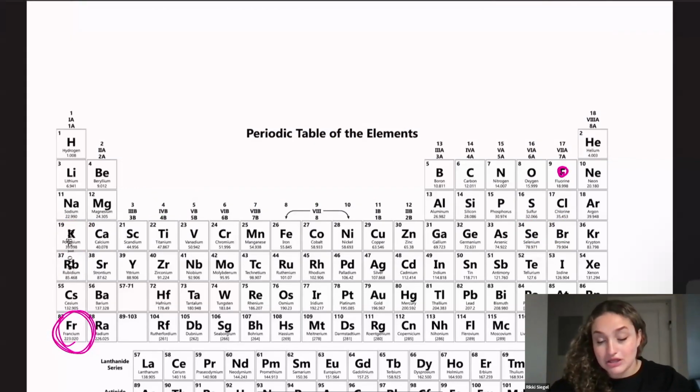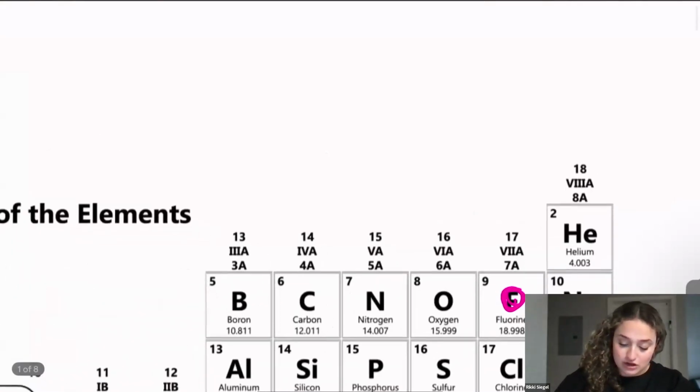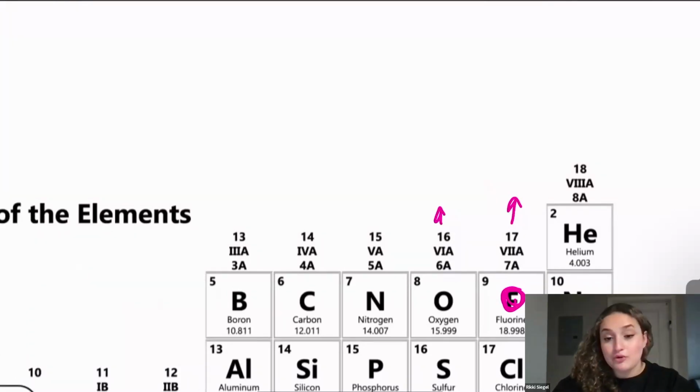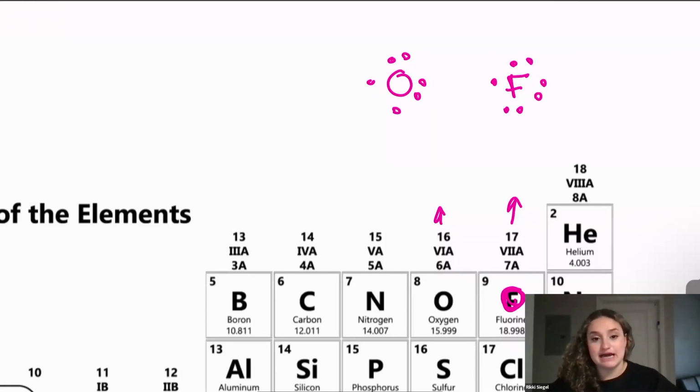Now let's talk about electronegativity. How much do you want that electron? Okay, so I'm going to just zoom in here and we're going to focus on fluorine and oxygen. Fluorine has 7 valence electrons. And oxygen has 6 valence electrons. So I'm going to just kind of draw that here. You'll learn about this another time, but I really, really like to have the visuals here. They want a full octet.